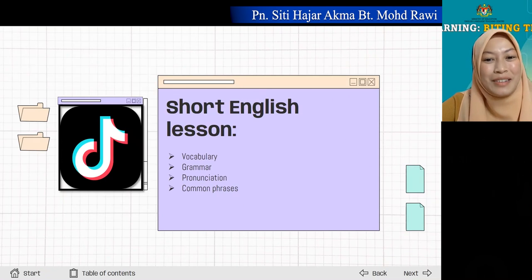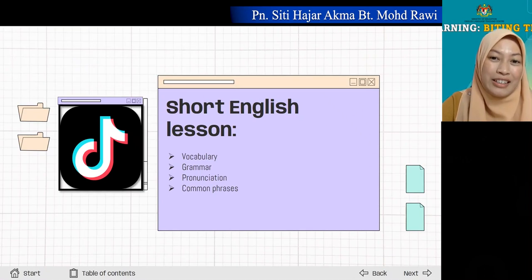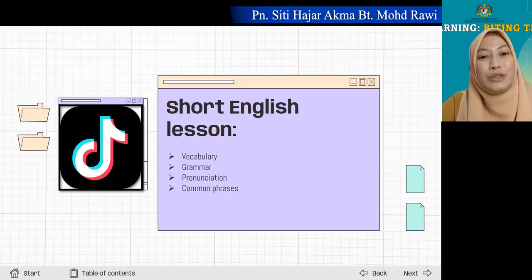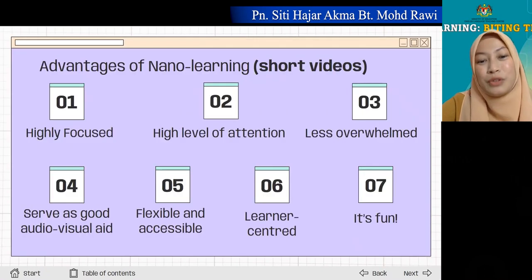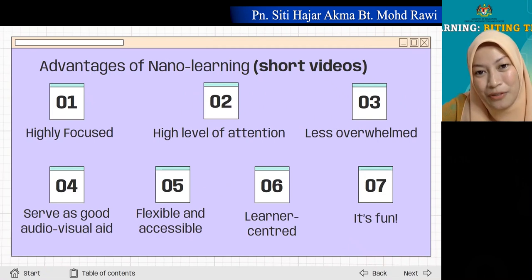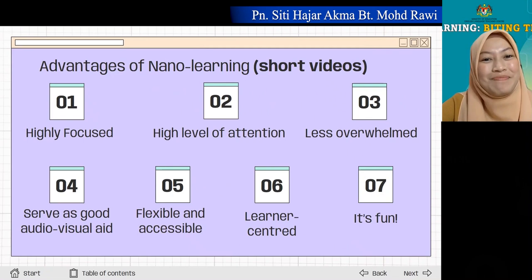Next slide, please. All right, so I have used TikTok apps to make short English lessons of vocabulary, grammar, pronunciation, as well as common phrases used daily in 16 seconds to 2 minutes length of videos. Next slide. So for today, I only will share 7 advantages of nano learning. Let's look at the first one.